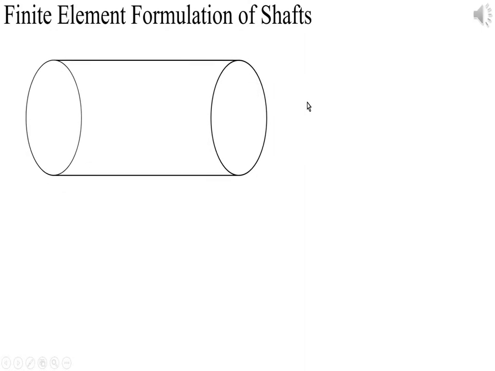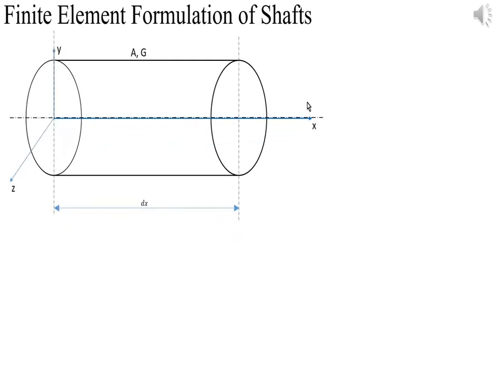Let me consider a prismatic bar having a cross-sectional area A and shear modulus G. Let the length of the bar be dx. X, Y and Z are the global coordinates. Capital R indicates the radius of the bar. Small r indicates the radius at any radial position. When this bar is subjected to a twisting moment T, it will twist by an angle d theta, giving a maximum shear strain gamma max at radius R.